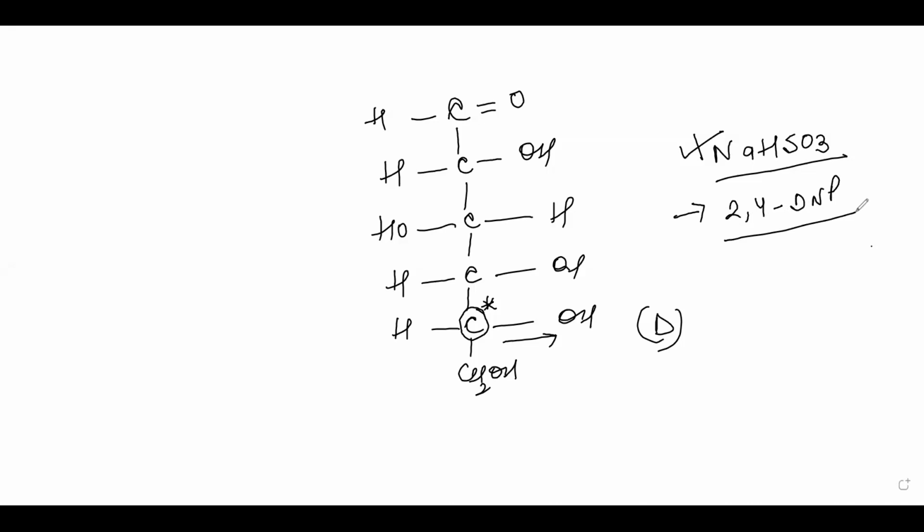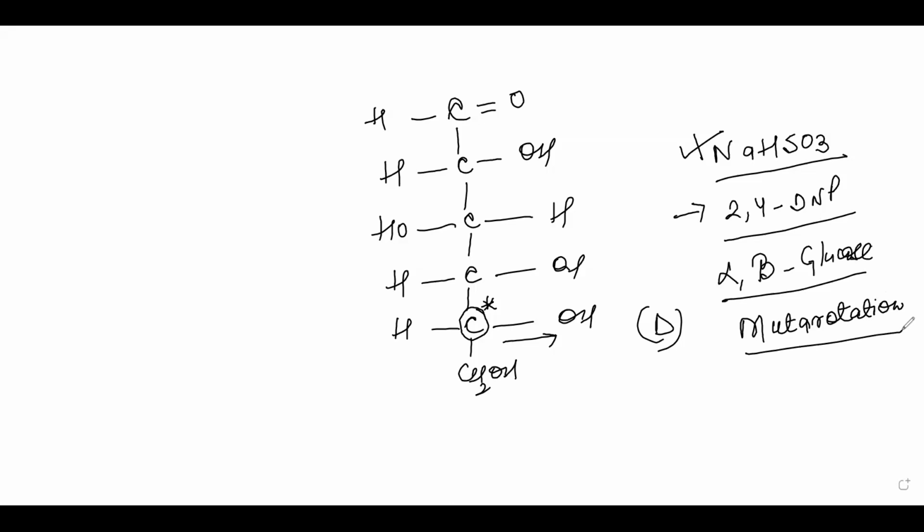That also confirms that the straight chain structure is not able to explain some properties, and then the presence of alpha and beta glucose. That cannot be explained by the straight chain structure. And the last phenomenon that I did with you was this. Do you remember mutarotation? Yes, sir.